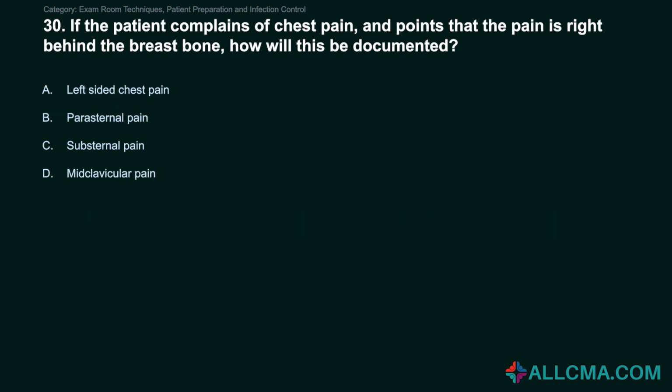30. If the patient complains of chest pain and points that the pain is right behind the breastbone, how will this be documented? A. Left-sided chest pain. B. Parasternal pain. C. Substernal pain. D. Midclavicular pain. Correct answer, C.